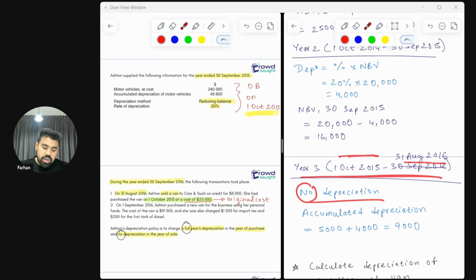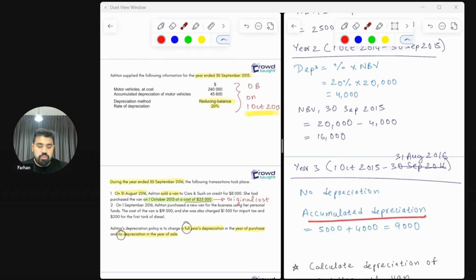Now, what we need to understand now is the total accumulated depreciation for this van, which we had sold in year three. The accumulated depreciation, therefore, for this van is basically $5,000, which we calculated for year one, plus $4,000, which we calculated for year two. In year three, we have no depreciation, so there's nothing to add for year three. And therefore, altogether, the accumulated depreciation is $9,000 for this van, which we had sold. Okay? Now let's look into the accumulated depreciation account.